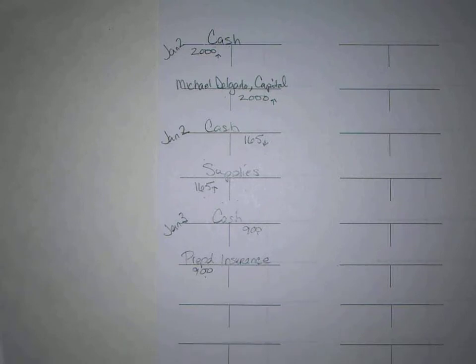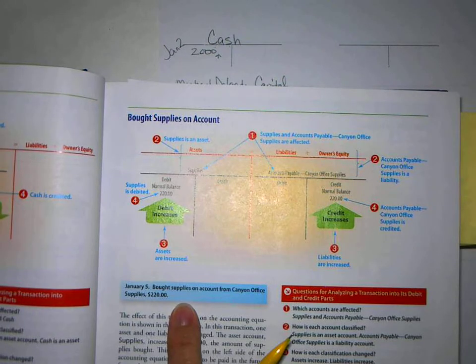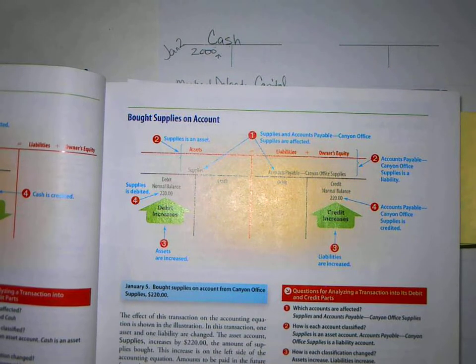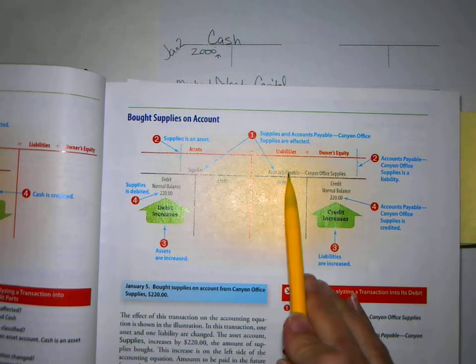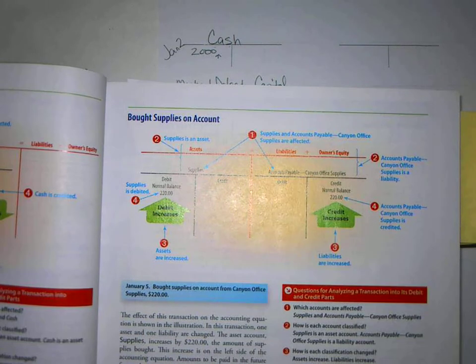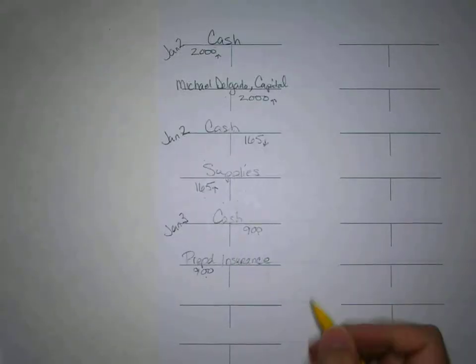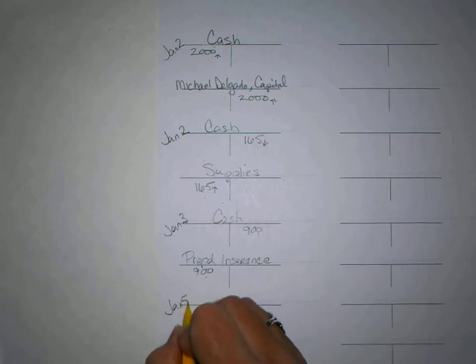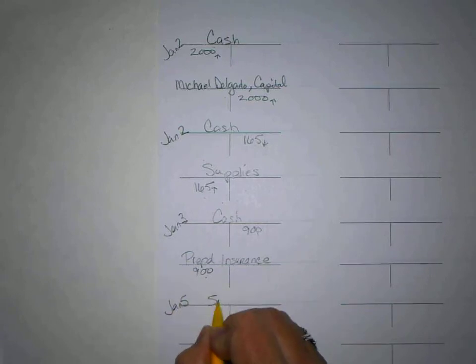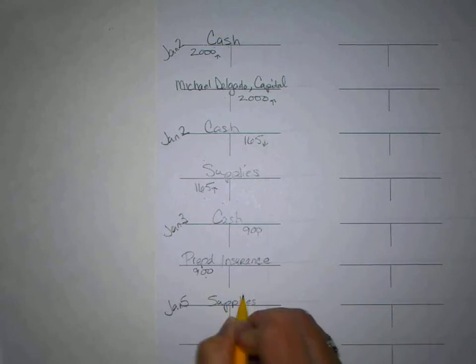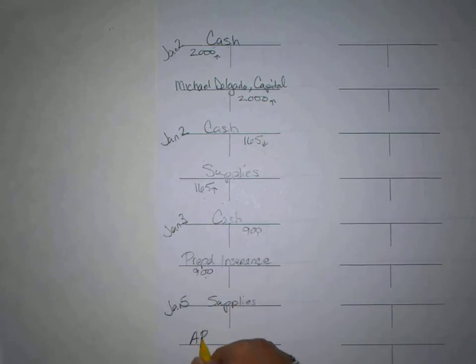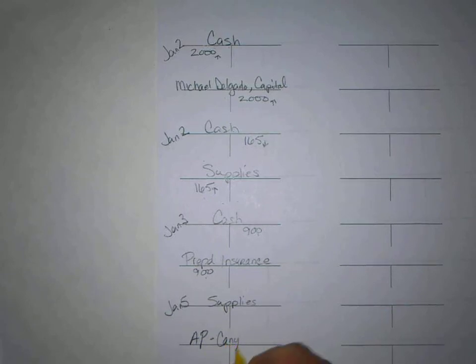All right, January 5th. Bought supplies on account from Canyon Office Supplies. So think about what two accounts are being affected. Supplies, and we now owe Canyon Office Supplies. That's an accounts payable. I know there's a little glare there. So an AP for Canyon Office Supplies. Okay, so for January 5th, supplies and an AP for Canyon Office Supplies.